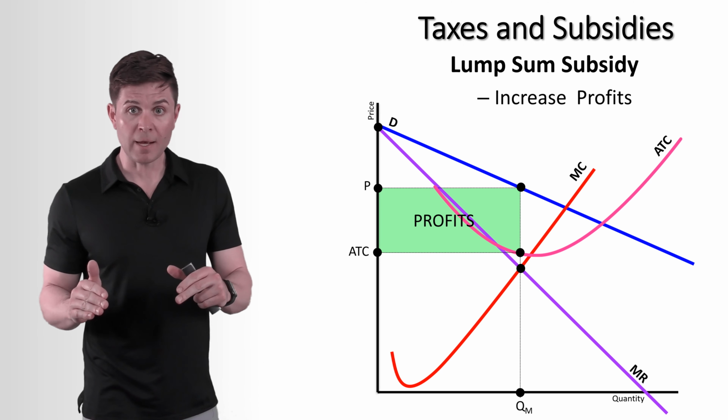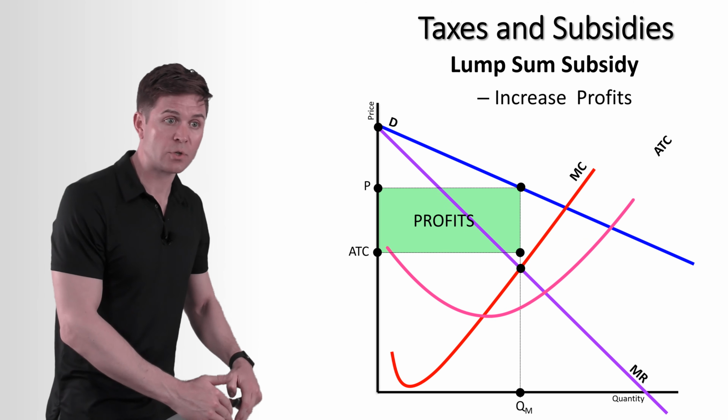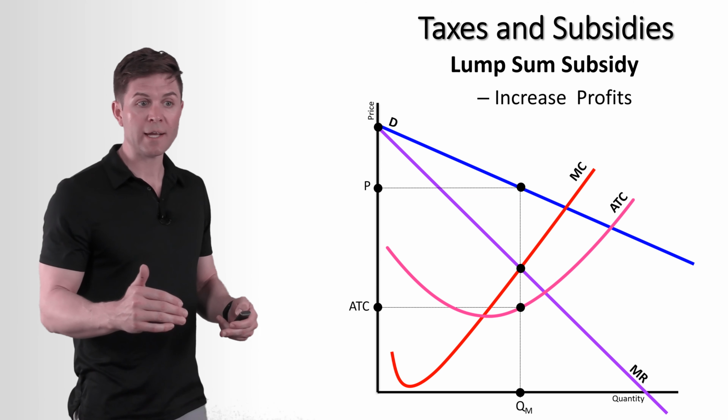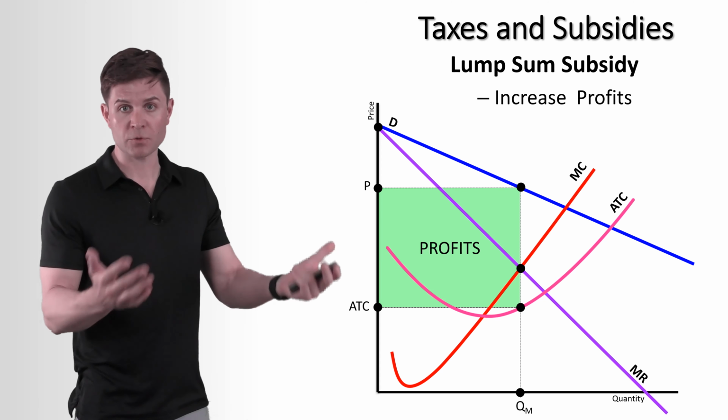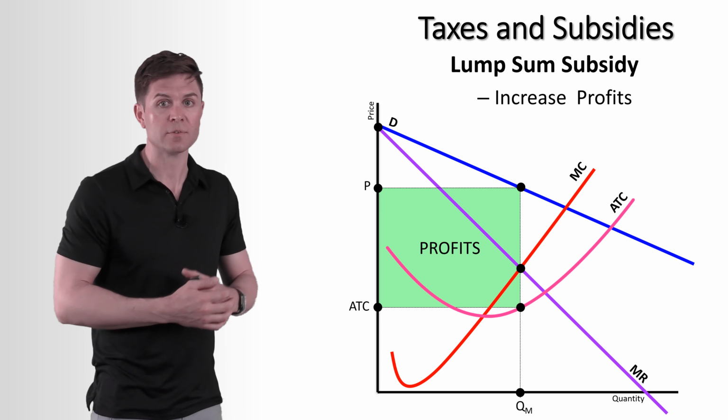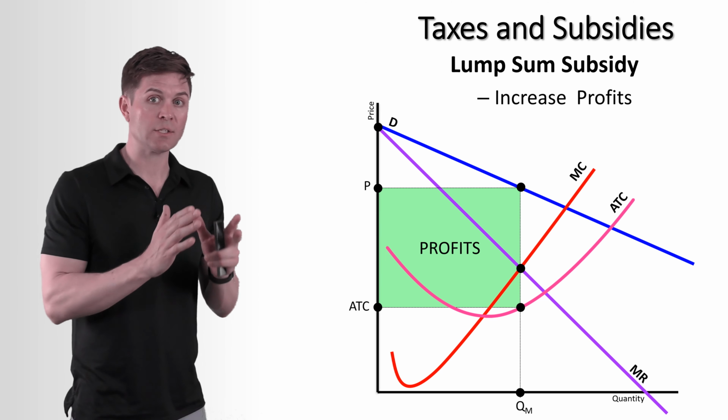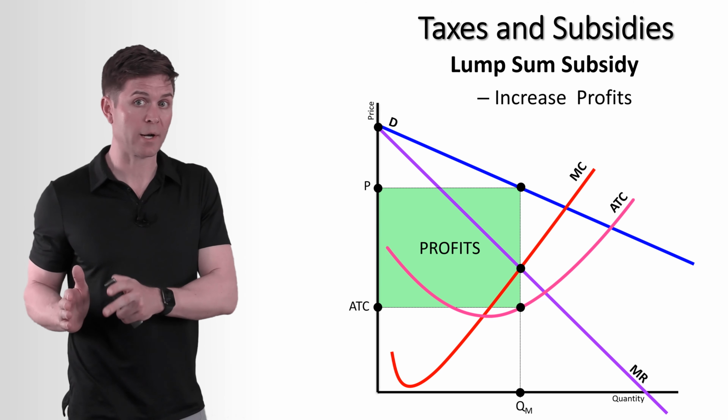Now, a lump sum subsidy is going to shift that ATC curve down. It's going to give us a lower ATC at profit maximizing and increase those profits or reduce the loss, however it goes. But it doesn't change the quantity or the profit maximizing quantity of output.